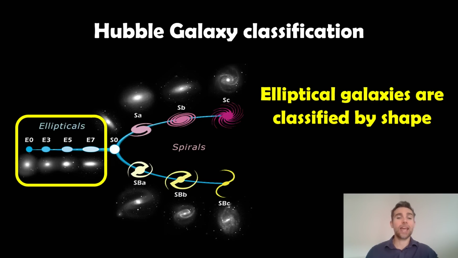So ellipticals, it's mostly on shape. They go from spherical E0 to E7, which is more cigar shaped. However, I'm going to do another video on these ones that are more elliptical or cigar shaped, because actually they might not be elliptical galaxies. These could be misidentified lenticulars, and they could be edge on.